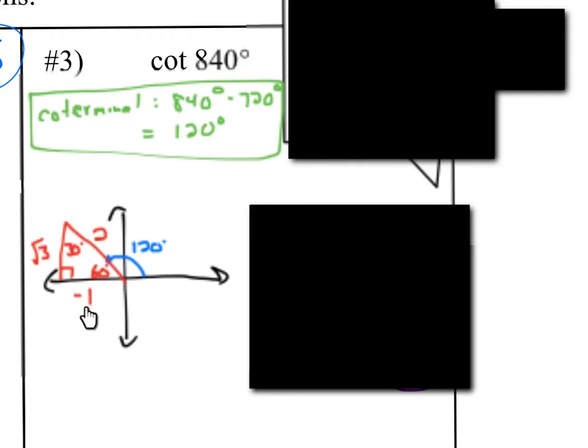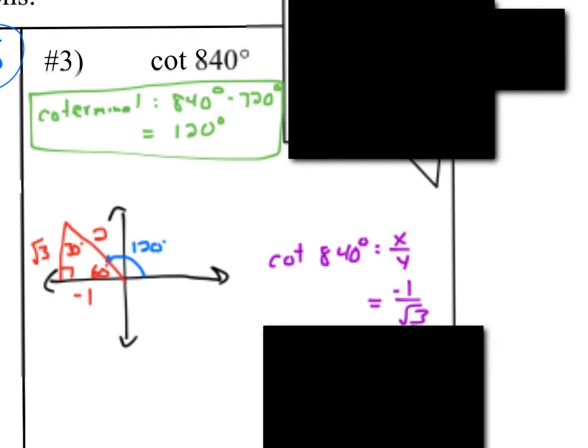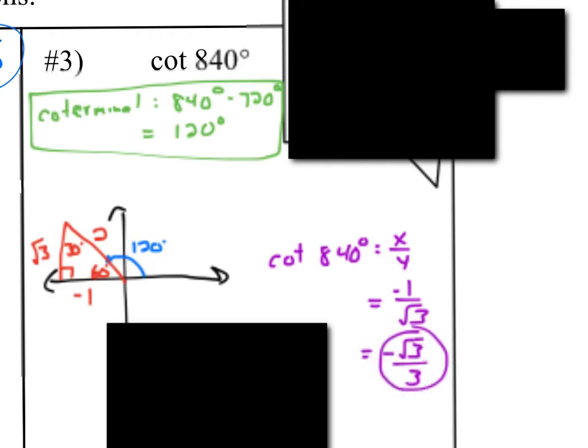Opposite 30 I'm going to call 1. It's my smallest side. Since I went left, that's a negative 1. Opposite 90 is twice that, but the radius is always positive. Opposite 60 is whatever's opposite 30 times the square root of 3. Since we went up, it's positive, so it's positive square root of 3. So cotangent of 840 degrees, cotangent's always x over y. We're saying here that x is negative 1 and y is square root of 3. If you rationalize your fraction, you're going to get negative square root of 3 over 3.